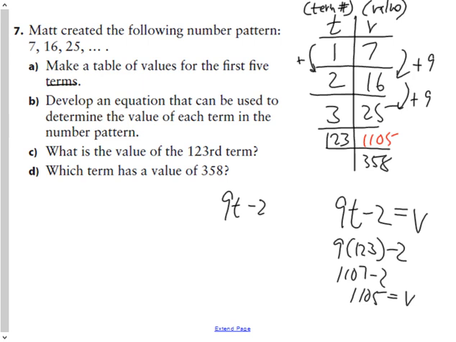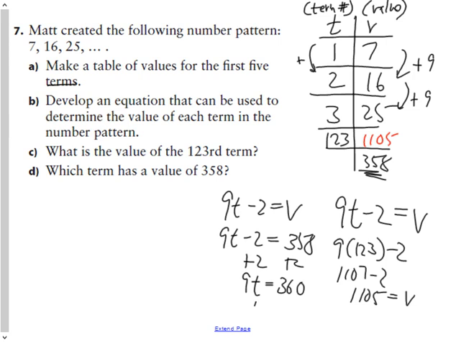Taking that same equation, this time I'm going to substitute a value of 358. Isolate. And t will equal 40. So the 40th term will have a value of 358.